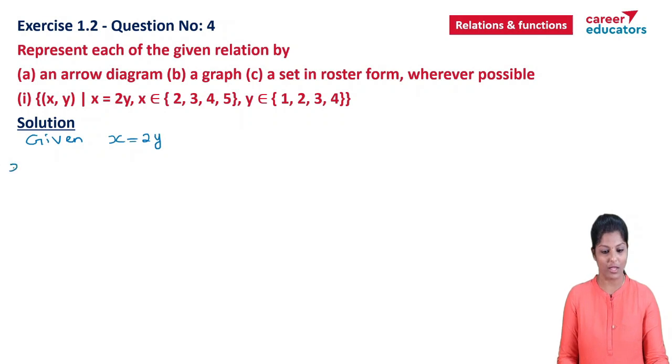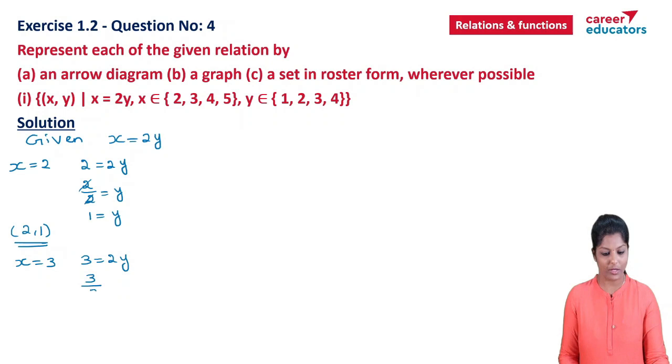If x = 2, 2 = 2y. 2 divided by 2 equals y. If you cancel this, you will get 1 = y. Now we got (2, 1). Next, if x = 3, 3 = 2y. 3 divided by 2 equals y, but 3 by 2 is not an element of y. So, 3 cannot be related to 3 by 2.